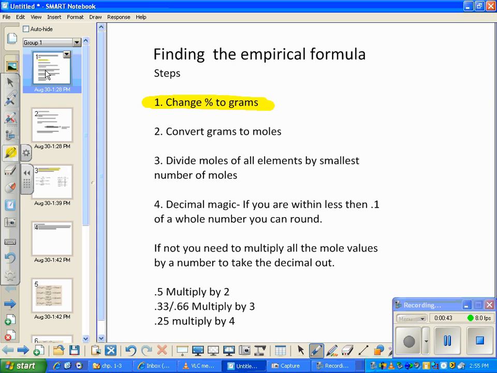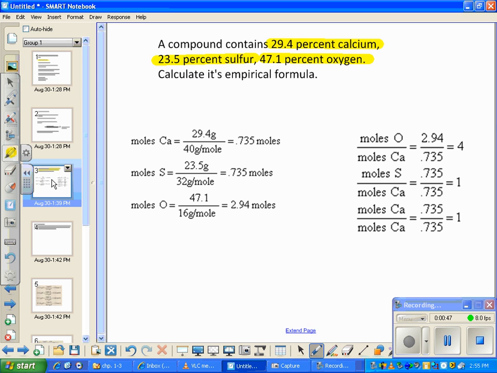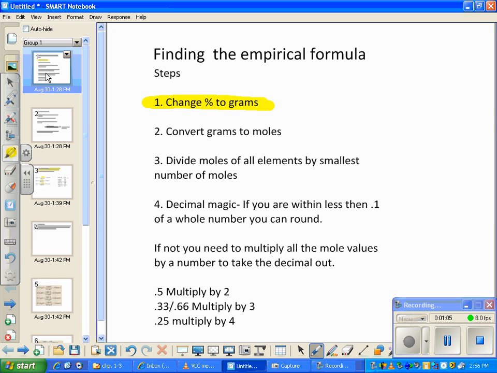What this step means is you're just going to write it as grams, because we assume it's 100 grams, so the percentages convert directly into grams. So 29.4 grams of calcium goes here, 23.5 grams of sulfur goes there, and 47.1 grams of oxygen. All I do is change the percent, scratch out the sign, and change it to grams. That's the first step. The second step is you convert grams to moles.